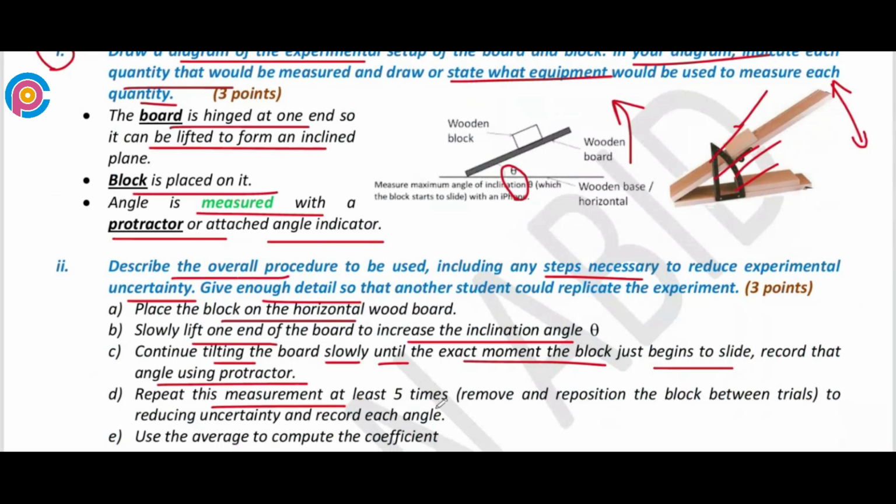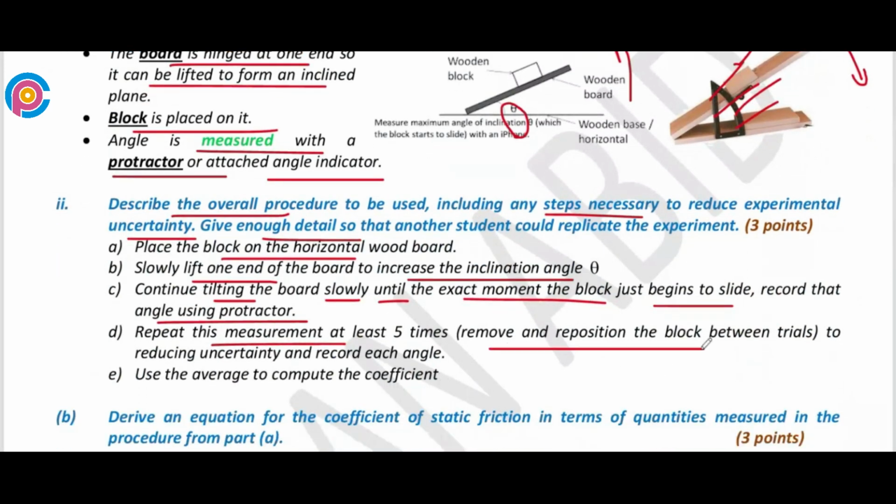We have to repeat this experiment 5 times. Remove and reposition the block between the trials to reduce the uncertainty, and record each angle. The main thing is we have to reposition the block each time, and then again find the angle when the block just slides. Use the average to compute the coefficient. This is the procedure we have to adopt for measuring the angle theta.